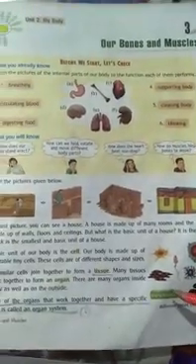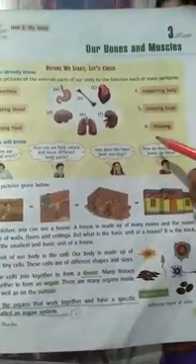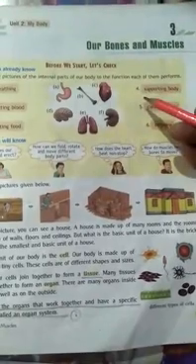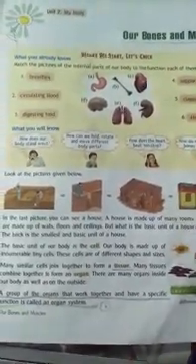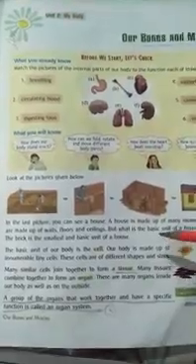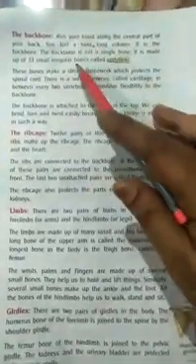Morning children. Today in EVS we are going to read lesson 3 and complete the chapter Our Bones and Muscles. I hope in your last video your teacher has explained to you all, and you might have understood the organ system like the skeletal system. Let's today move on to another topic, that is the backbone.